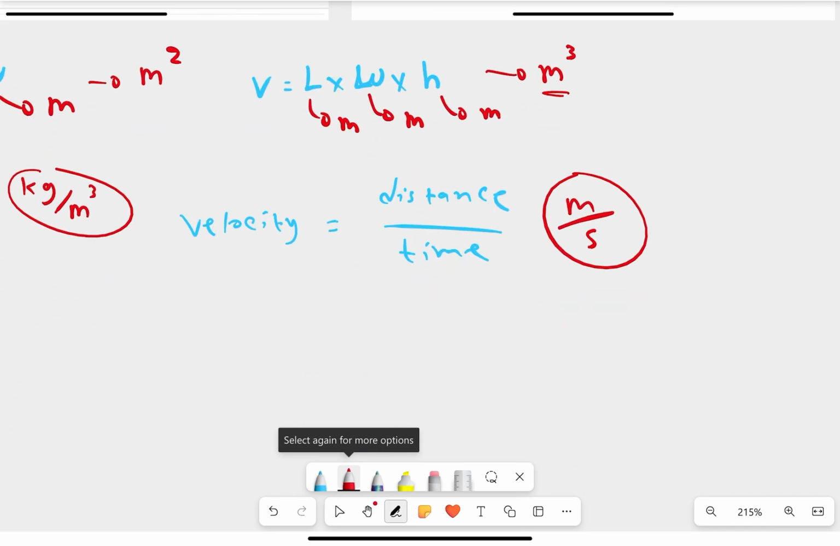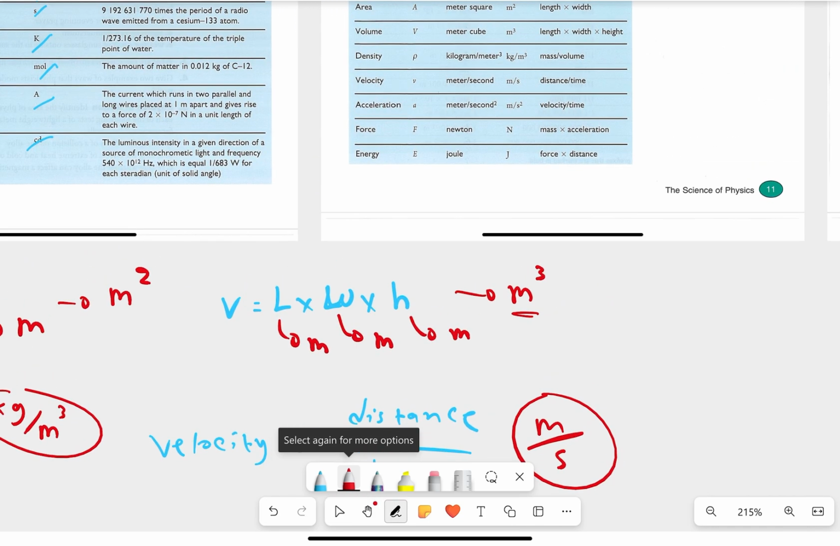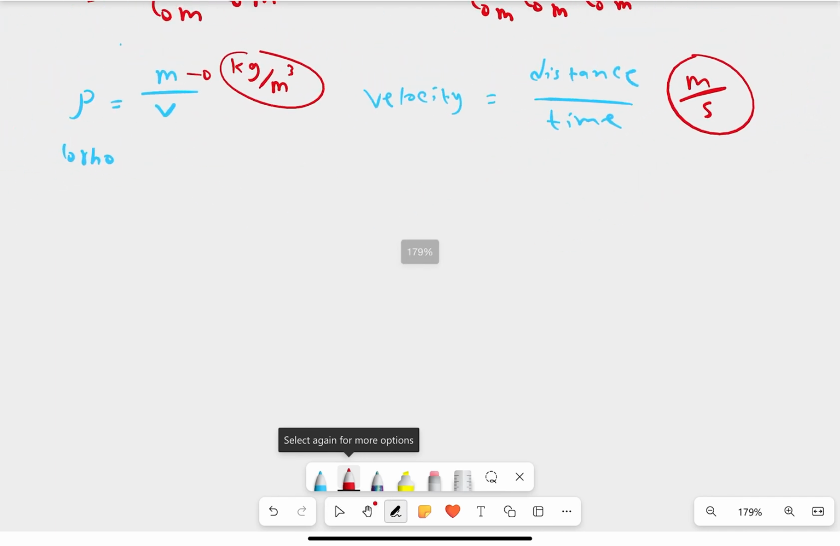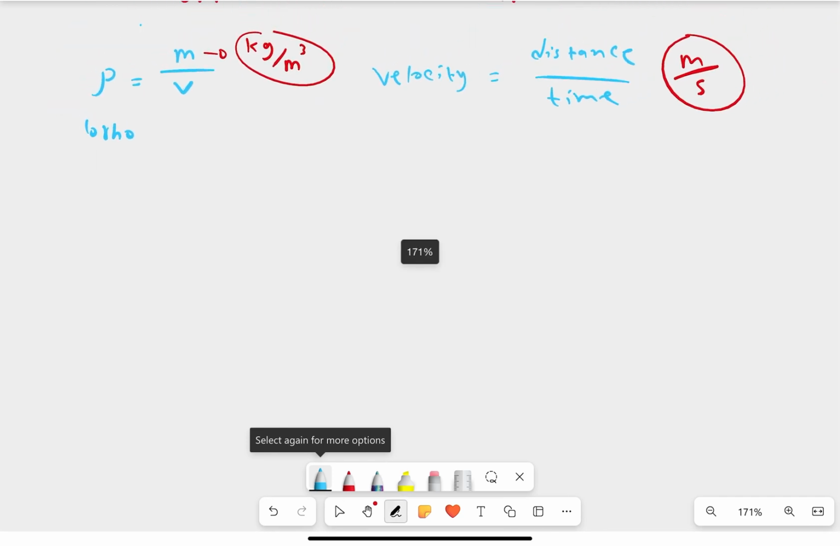You have acceleration. Acceleration, the equation of it is velocity over time. Now look at this one. So if you do acceleration, let's say this one is A, stands for acceleration, is equal to velocity, V stands for velocity, divided by time. T stands for time. So if you do for this one, you'll say velocity is measured in meters per second and time is measured in seconds. Okay.